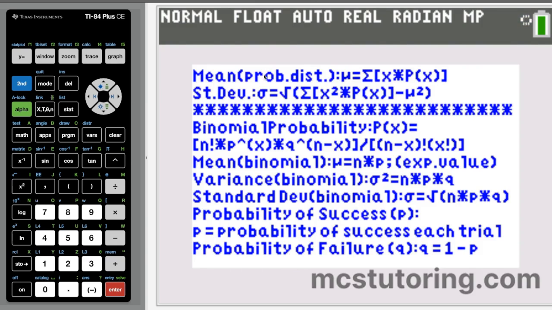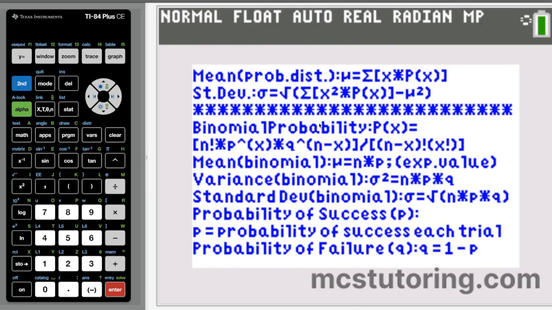So mean of a probability distribution: mu equals the sum of x times probability of x. And standard deviation, sigma, equals the square root of the sum of x squared times probability of x, minus mu squared. Mu is typically an average of some sort.